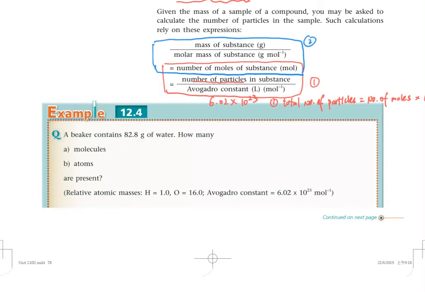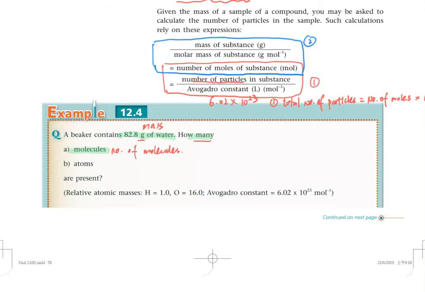A beaker contains 82.8 grams of water. Now ask how many molecules? Water molecules. That means asking you the total number of molecules, right? Then how should we do? This question gives the mass in grams and asks the total number of particles or molecules. But we don't have a direct equation relating mass and number of molecules.